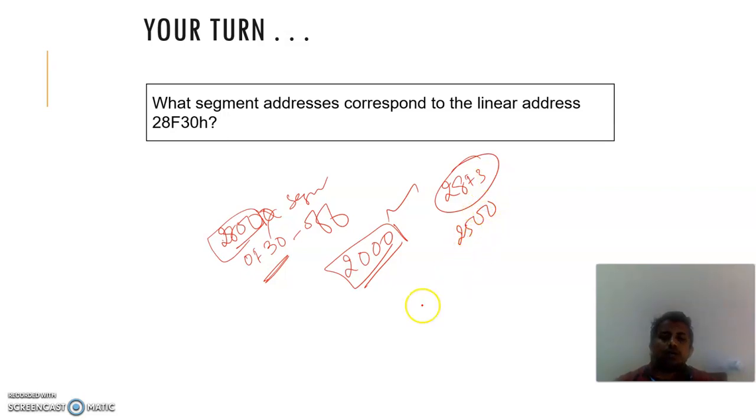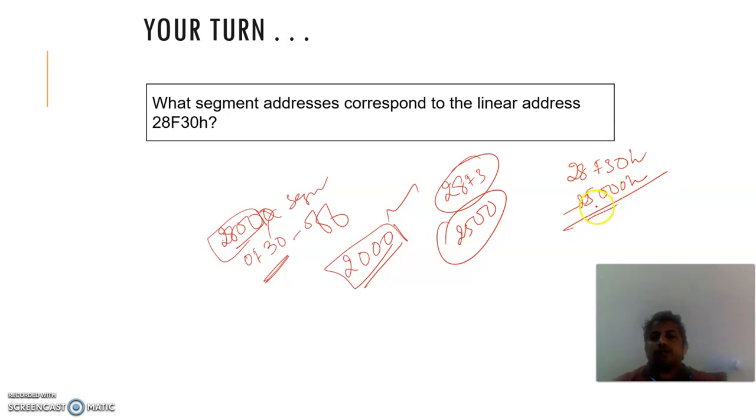5000 is my segment address, or 2000, whatever it is. So the remaining part. Here, what do we have? 28F30H. What segment address is there? You can have 500H. The remaining is your offset address. So whatever I take as the offset address out of this, the remaining part will be the segment address.